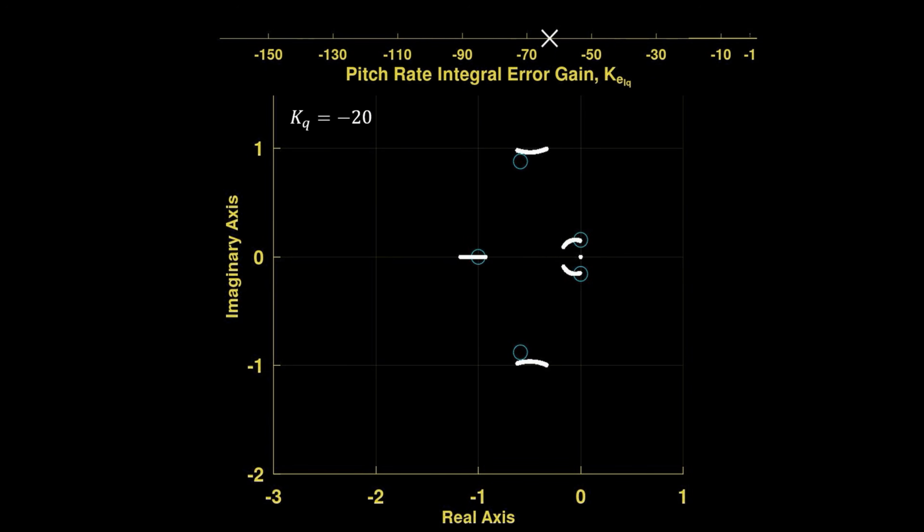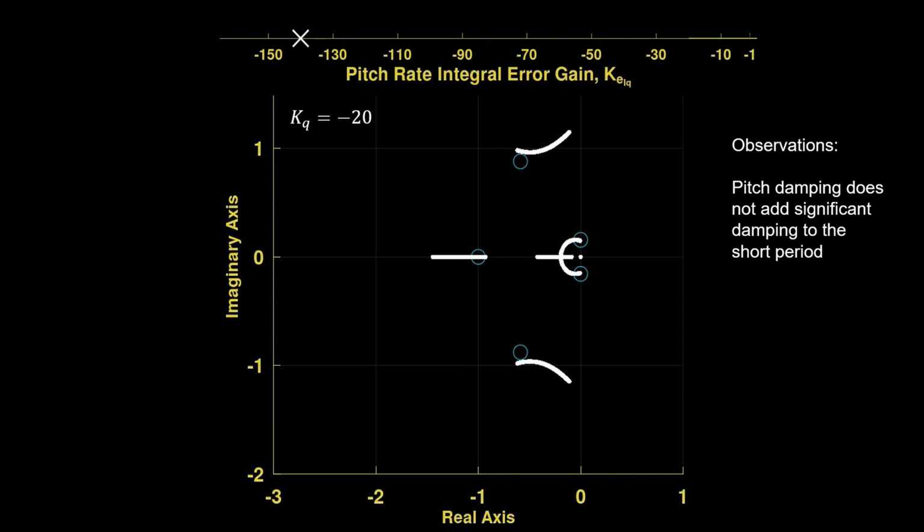We attempt to artificially dampen the system further, now setting KQ from -5 to -20. This shifts the short period, but does not affect the damping. Increasing artificial damping further is ineffective in this example. Further, the phugoid appears unaffected by the change in KQ.